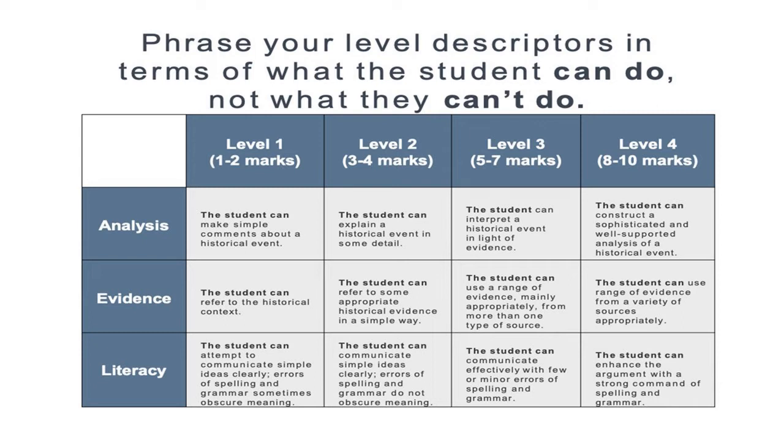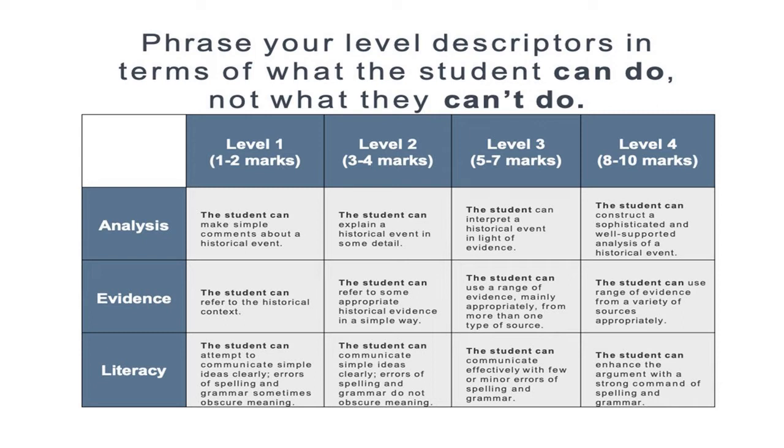So you can see the left-hand side column has what we call the strands, so what you're assessing the student on. And across the top, you have the levels of achievement, right? So here, the children in that particular class are being assessed on three criteria. Okay, so let's look at the first one, analysis.